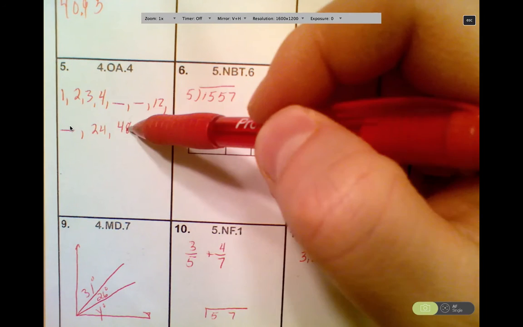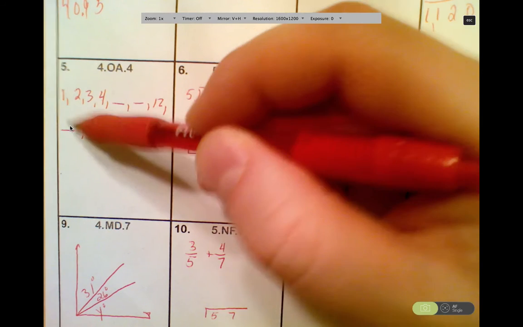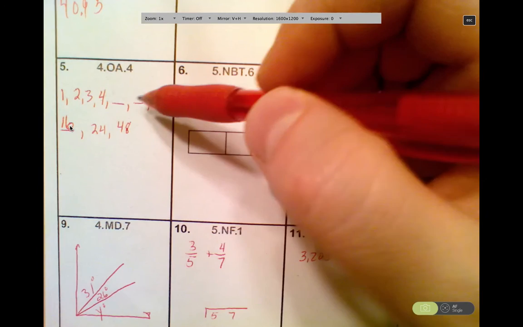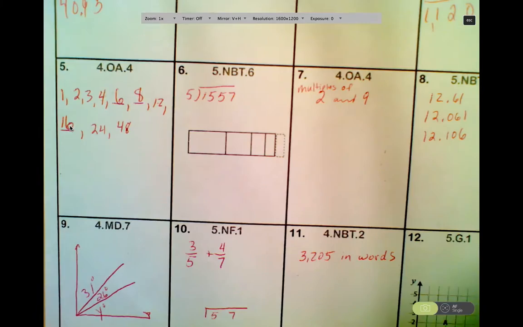So 1 times 48 gives you 48. 2 times 24 gives you 48. 3 times what gives you 48? 16. 4 times 12 gives you 48, and then also 6 times 8 gives you 48.